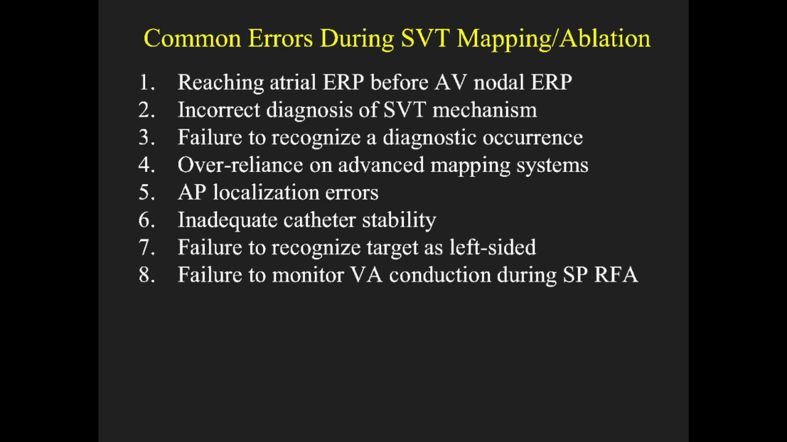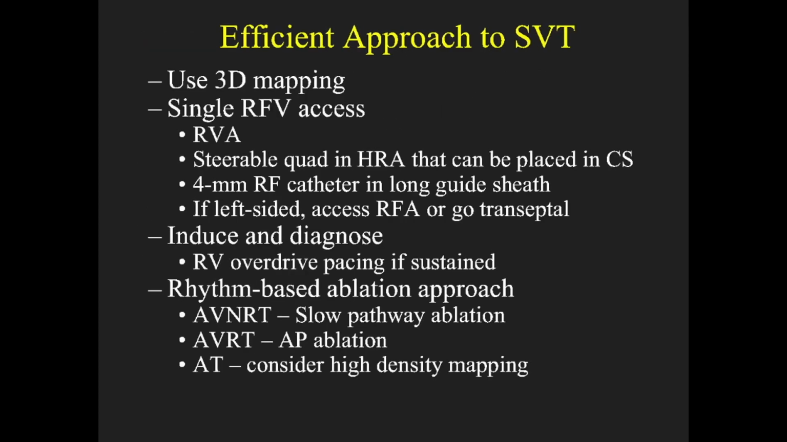Over-reliance on mapping systems, critical. You can't rely on your mapping system rep really in the differential diagnosis part of the procedure. Localization errors, catheter stability, failure to recognize the target on the left side, failure to monitor VA conduction compulsively during a slow pathway ablation. And then finally, the last one that I talked about was atrial tachycardias. We don't have time to talk about that, but high-density mapping, I don't know if that's going to be talked about over this whole, that's really changed, I think, what we do in the EP lab in the last year or two with these better mapping systems. And I'll stop there. Thank you.